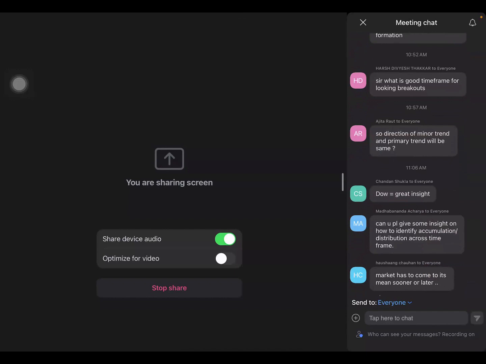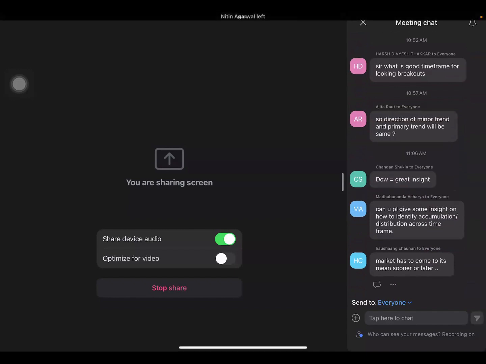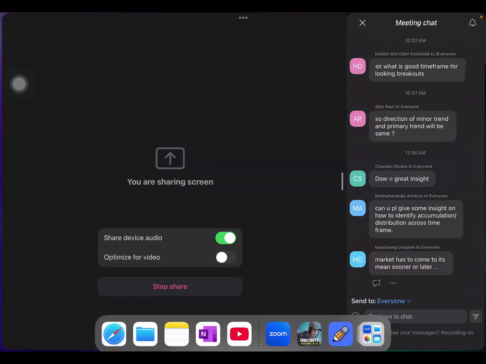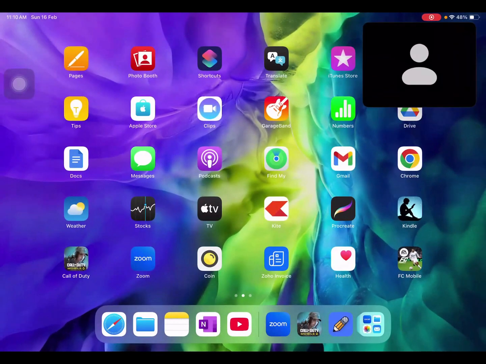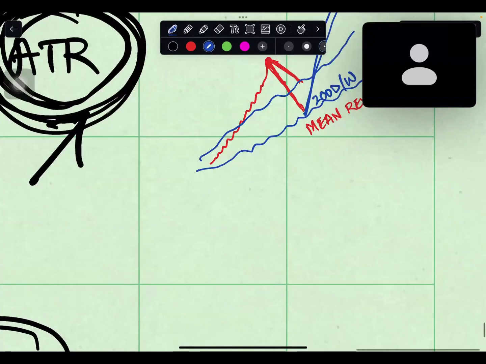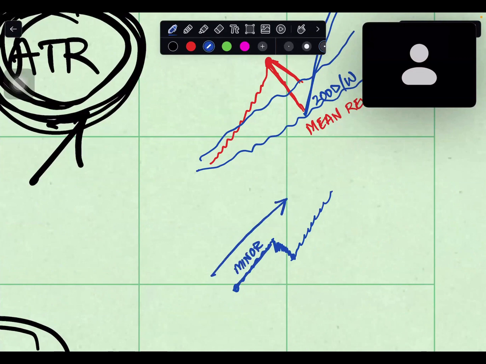Ajita is asking me, so the direction of minor trend and primary trend will be the same? No, not necessarily. For an example, this is a primary bull market which is going on. Now in a primary bull market also, there will be some days worth of correction, and then the primary bull market is going to resume itself. So yes, this minor movement is going in the direction of the primary bull market, but this minor movement is going against the primary bull market, which is perfectly okay.